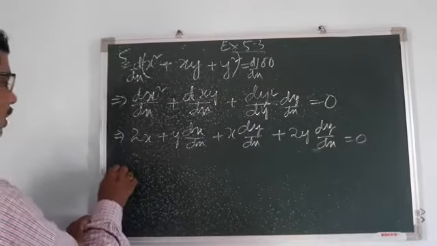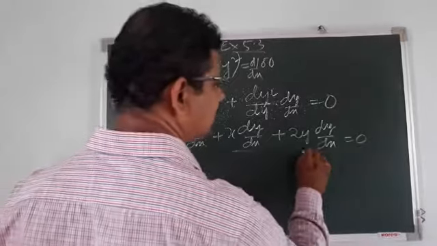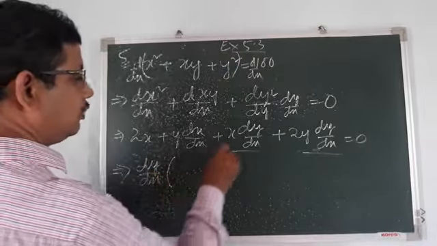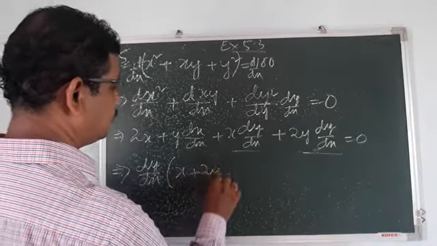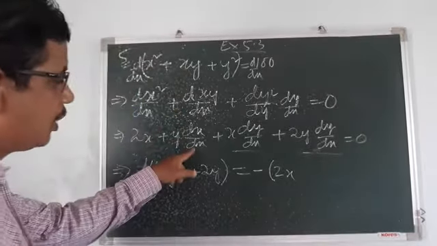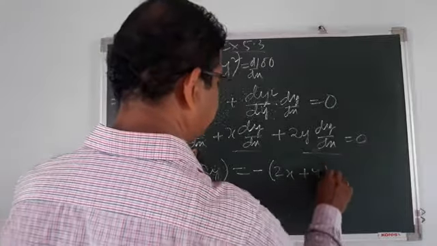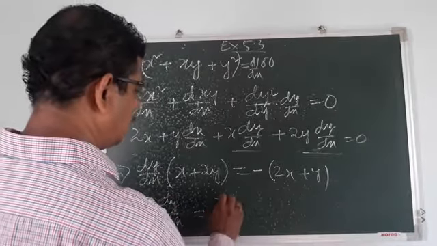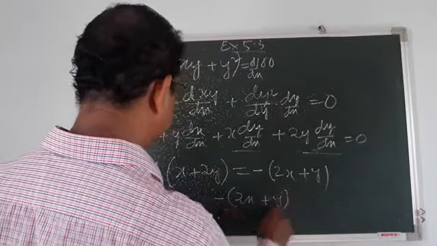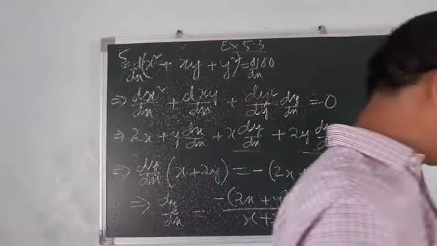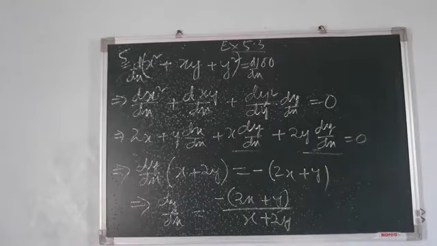Now this term has dy/dx and that term has dy/dx. If we take dy/dx common, we are left with x plus twice y. This one minus twice x, and dx by dx is 1, so it is y only. So what will be dy/dx? dy/dx will be minus twice x plus y, divided by x plus twice y. So this is our question number 5, and it is of a similar type to the previous one.